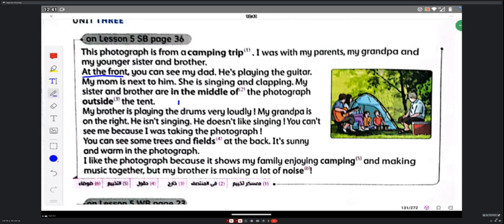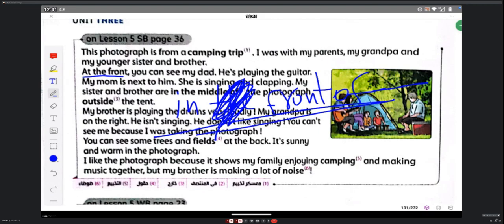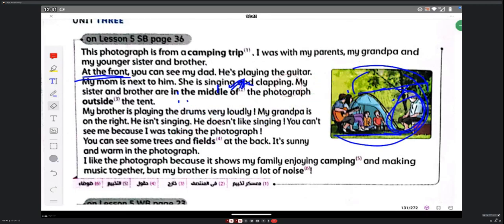At the front here, we can say in the front of... in front of means facing someone or something, but at the front here means at the front of the picture. So this is the picture, and at the front we can see my dad at the front.